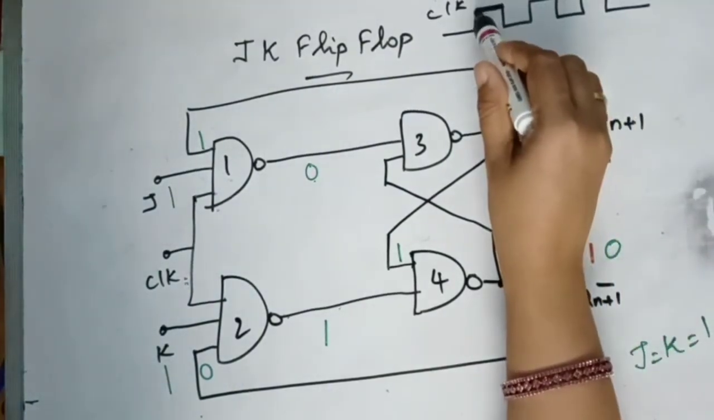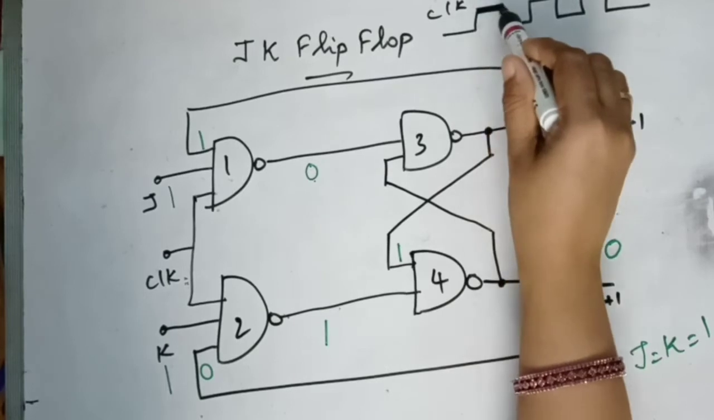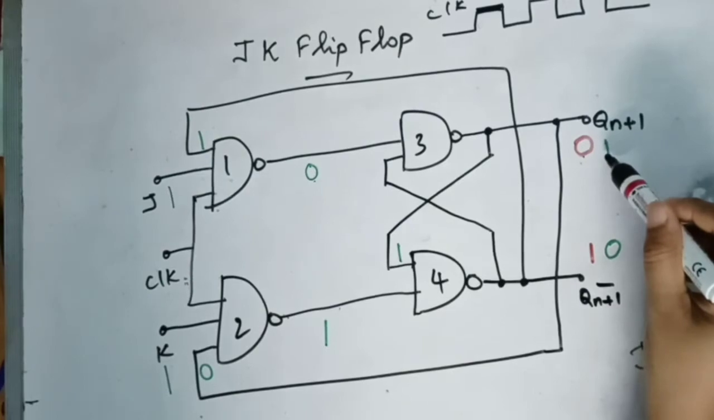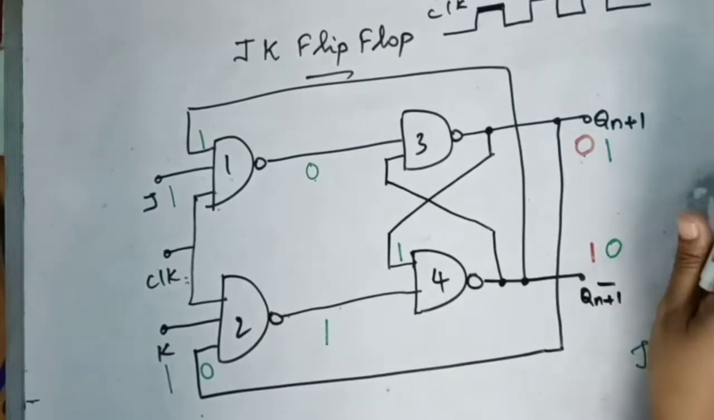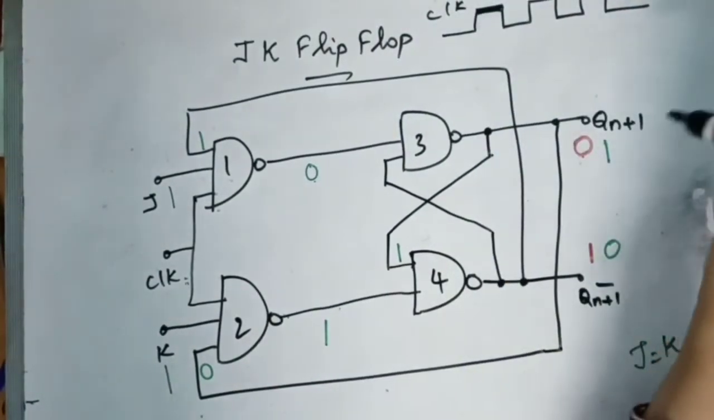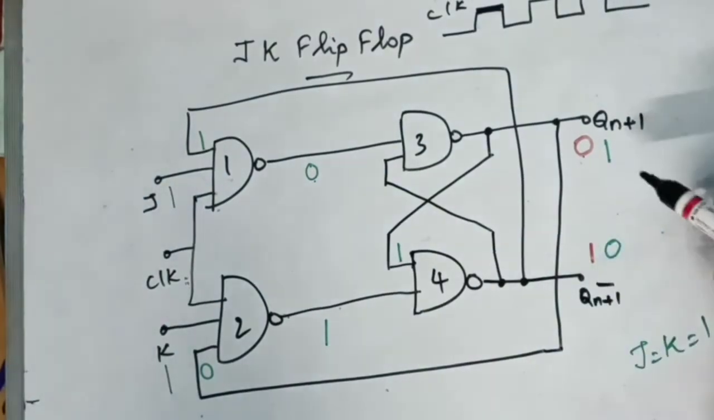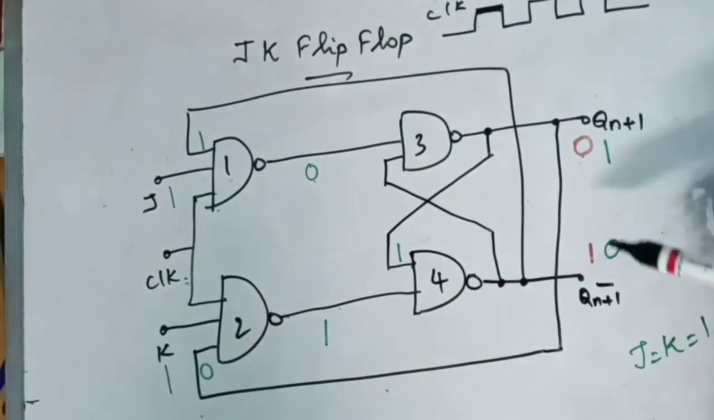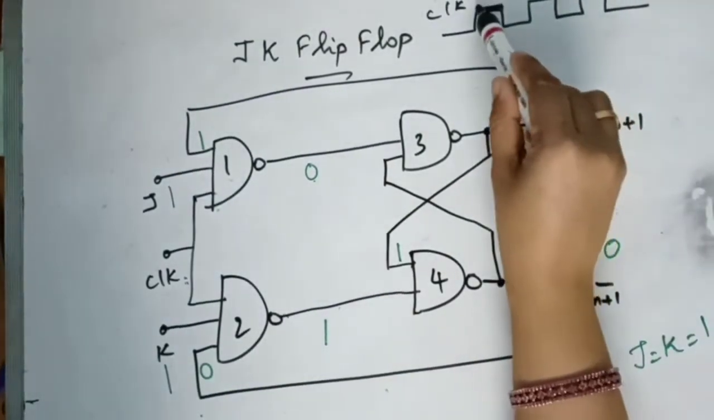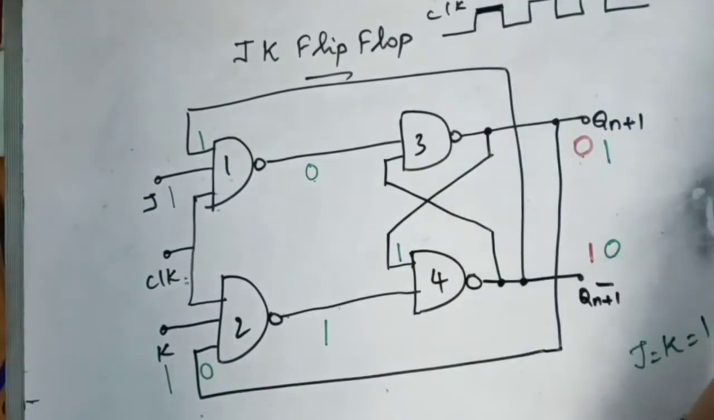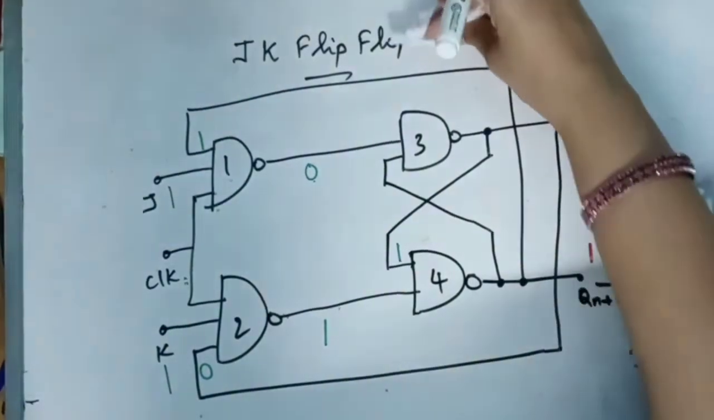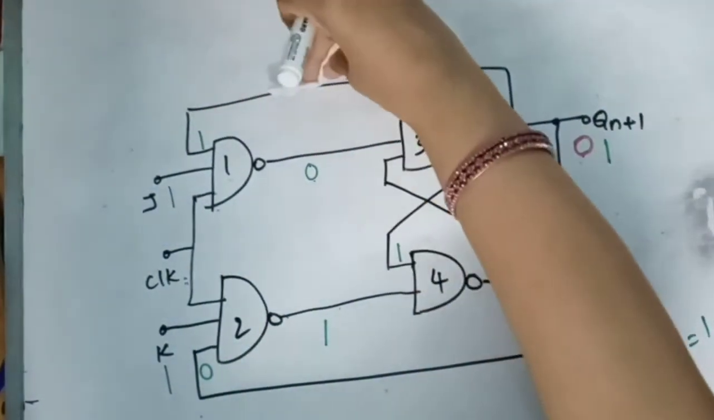Now suppose when this 0 to 1 change happened, when I applied this particular clock. After this change happened, that is now Qn plus 1 is 1 and Qn plus 1 bar is 0, still my clock is still high. So what I mean is I'm just going to expand and draw this particular clock.